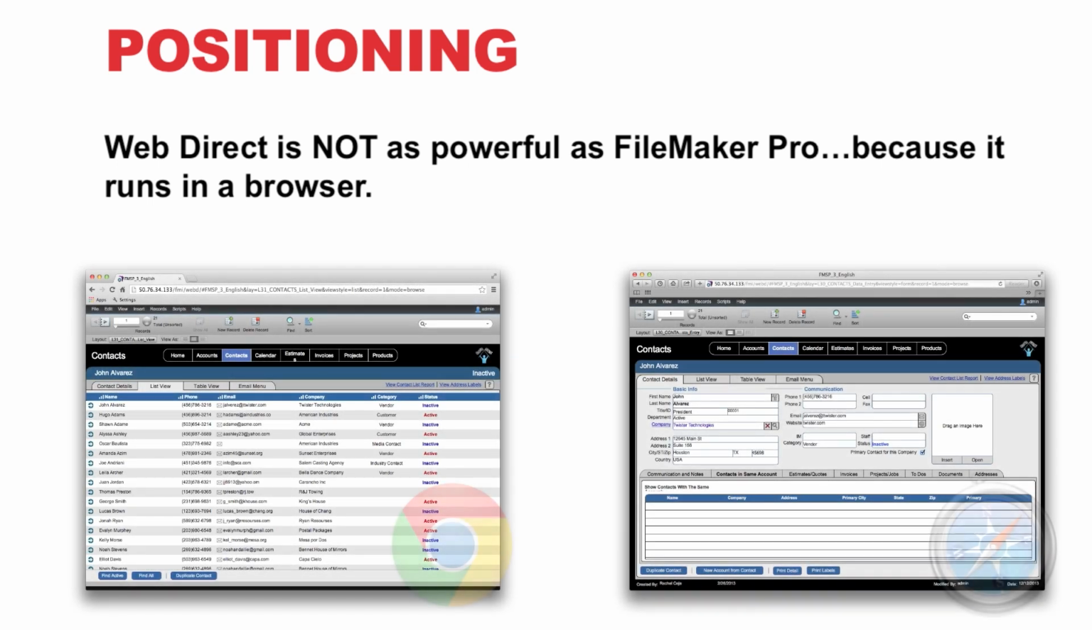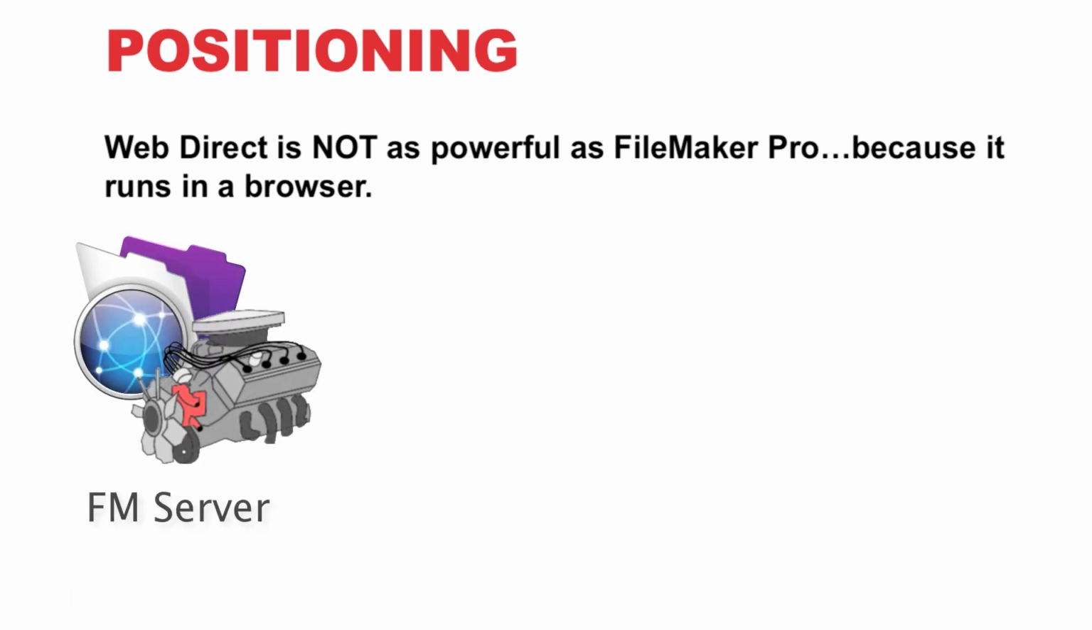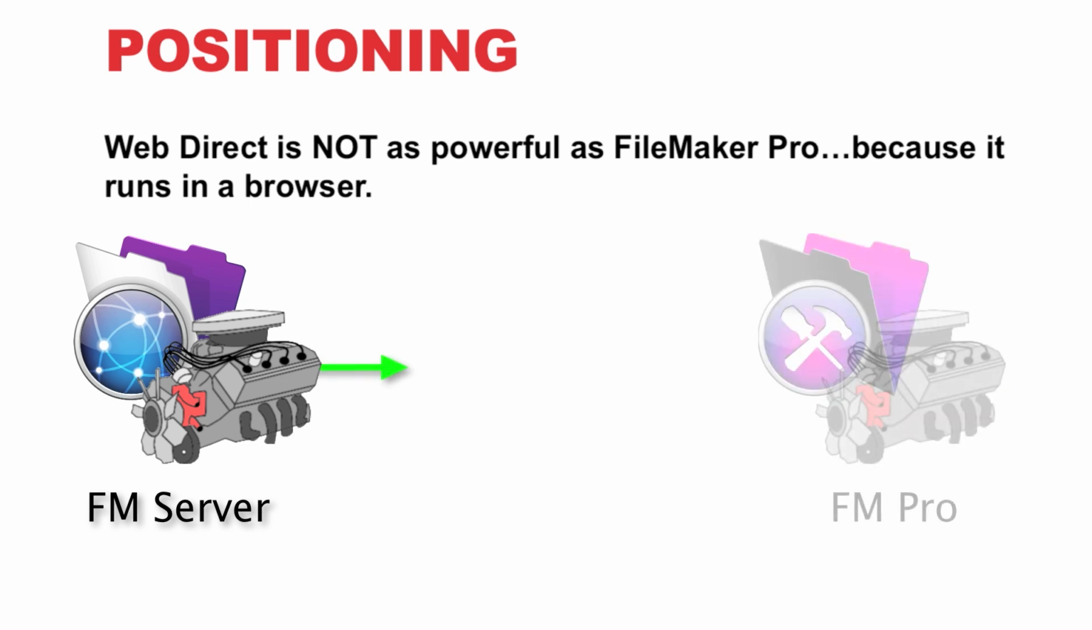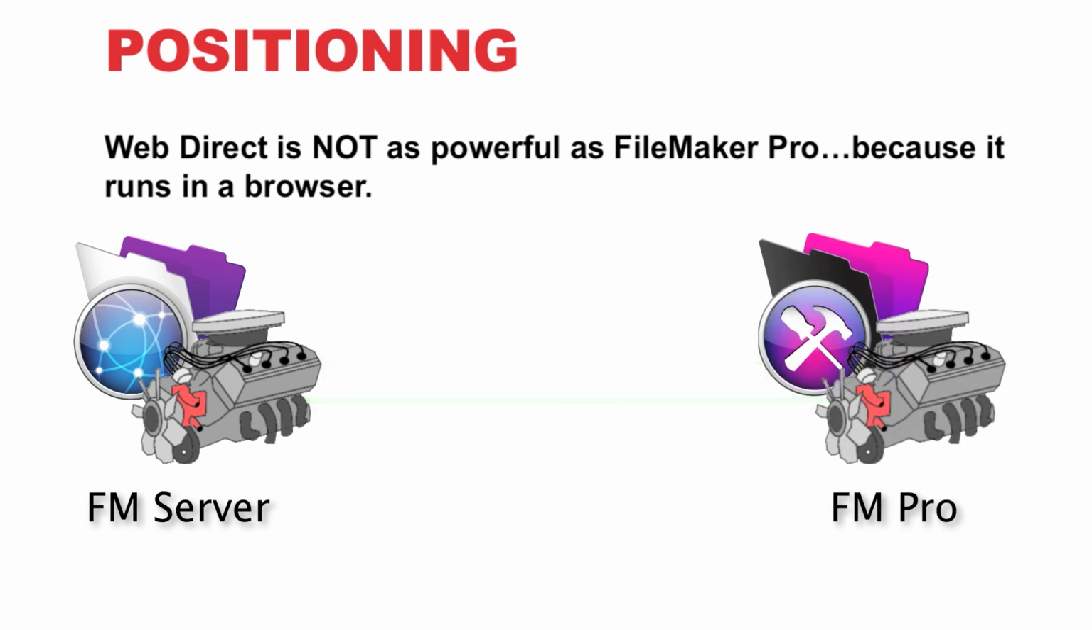WebDirect is not as powerful as FileMaker Pro because it runs in a browser. It is not a dedicated piece of software. FileMaker Server has a database engine, and it talks to FileMaker Pro, which has its own database engine. This has historically been the way FileMaker has operated for 20 years. And FileMaker Incorporated has been tuning this interaction every year, making it better and better. These two engines work together to give customers the best possible experience.